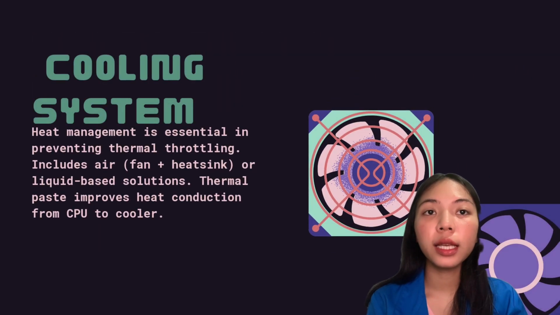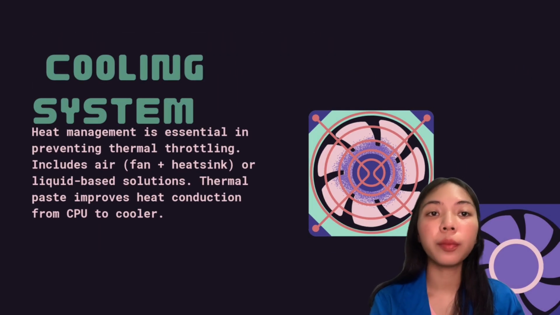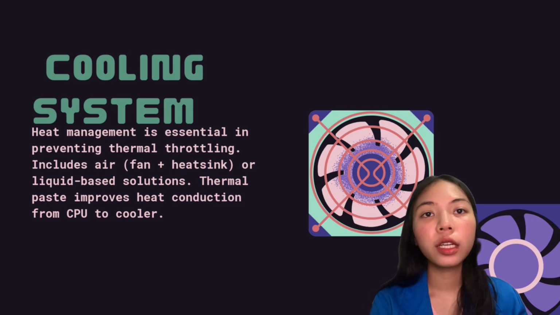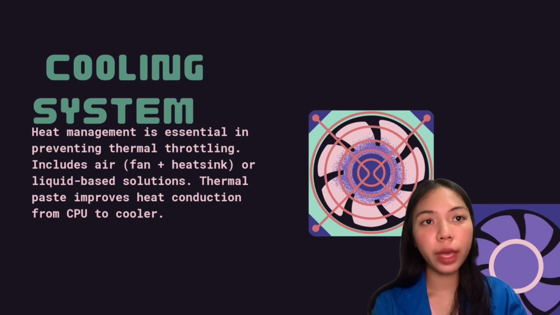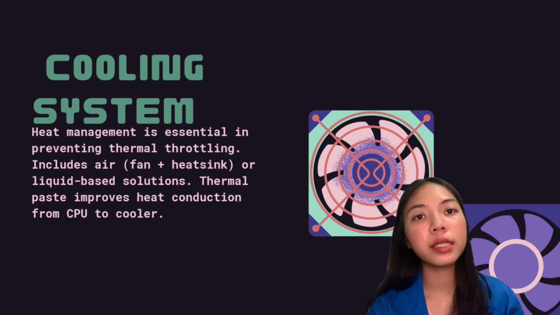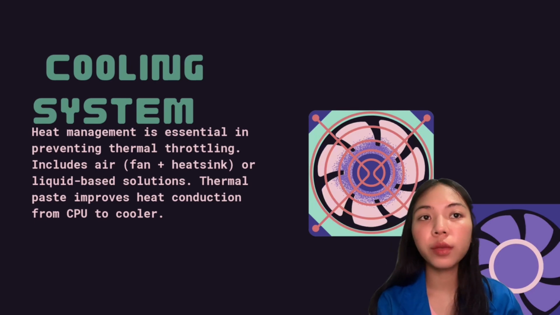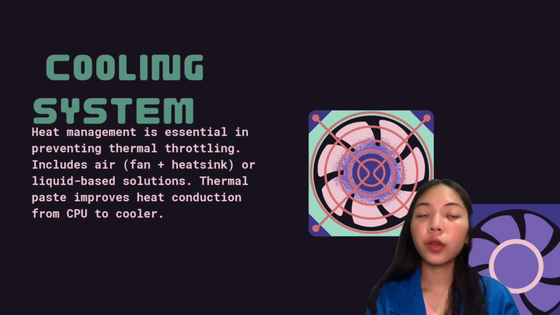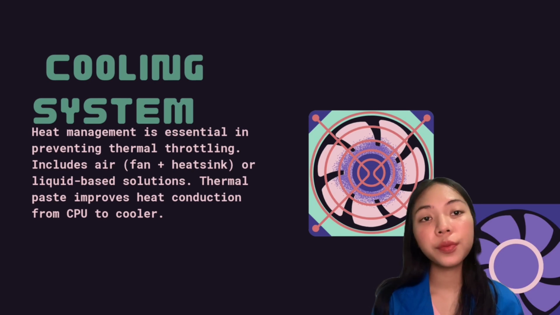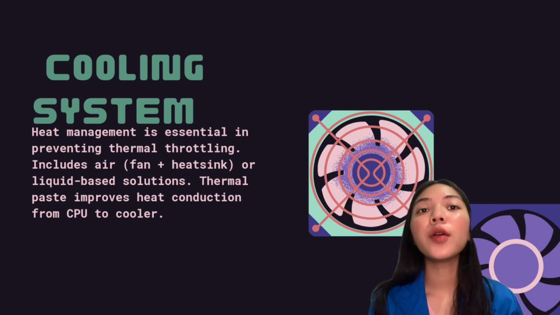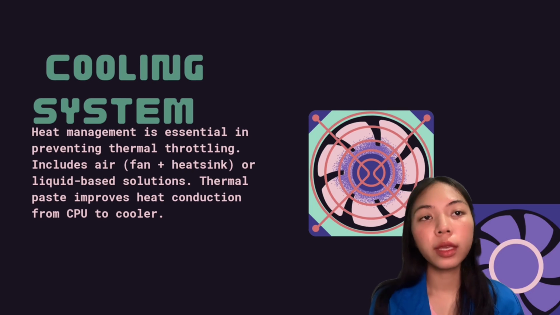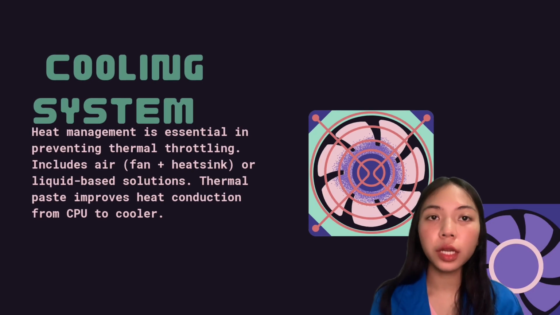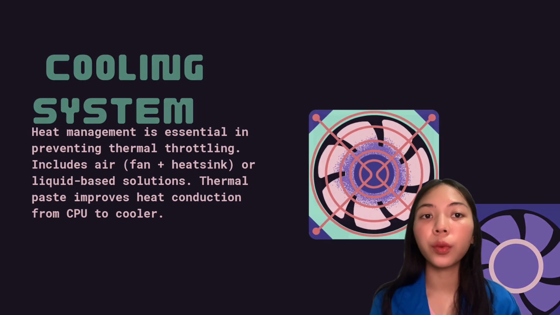Heat management is essential in preventing thermal throttling, and includes air, fan plus heatsink, or liquid-based solutions. Thermal paste improves heat conduction from the CPU to the cooler. We use PCIe slots to install expansion cards like GPUs and network cards. I/O ports such as USB, HDMI, and Ethernet allow connection with external devices and networks.